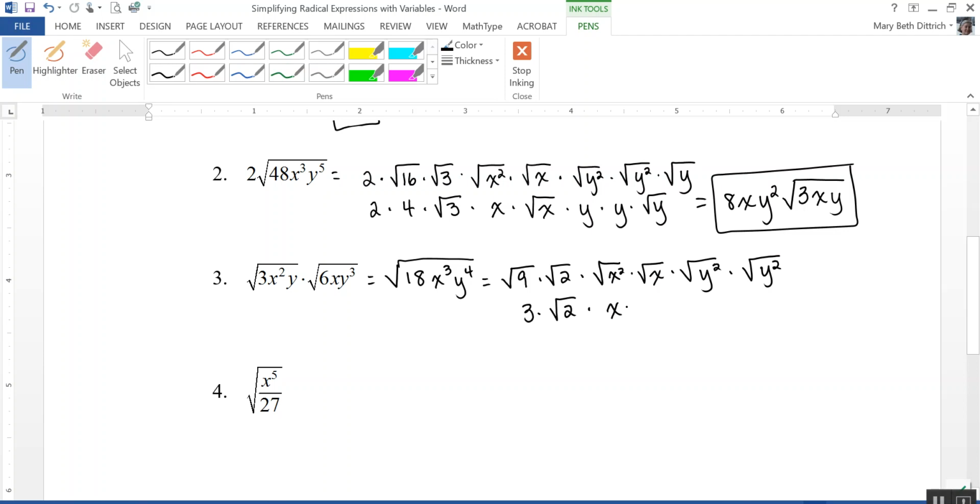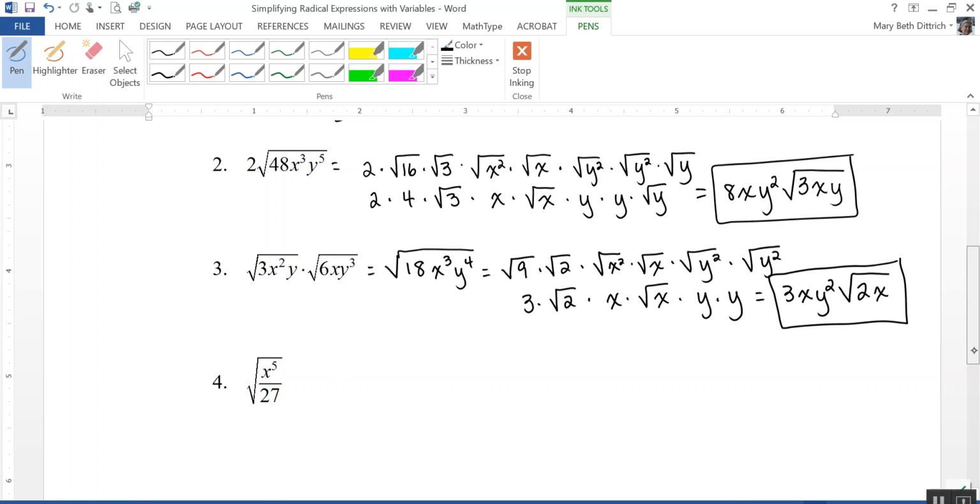Square root of x squared is x. Square root of x can't be simplified. And the square root of y squared is y. Putting together the things that are not under a square root sign, I have 3x y squared, because I have y times y, and then the terms that are still underneath the square root are 2x. So that simplifies to 3x y squared times the square root of 2x.